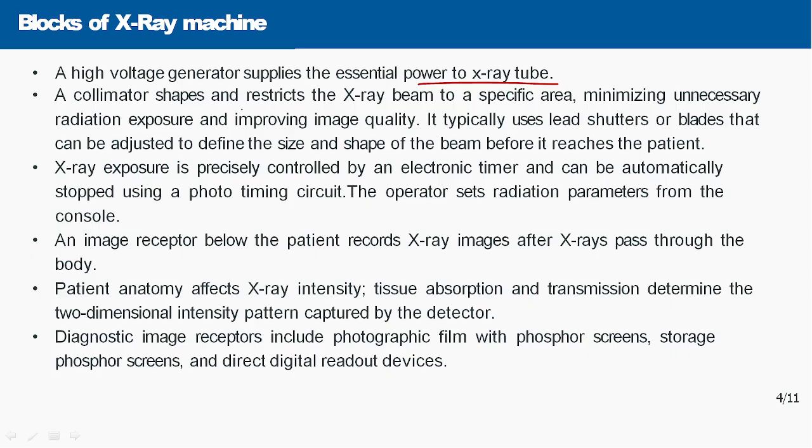A collimator shapes and restricts the X-ray beam to a specific area, because a collimator has different types of plates. Once the X-rays are coming, how they will be arranged, or what the shape of the exposure should be, can be decided by this collimator, minimizing the unnecessary radiation exposure and improving the image quality.